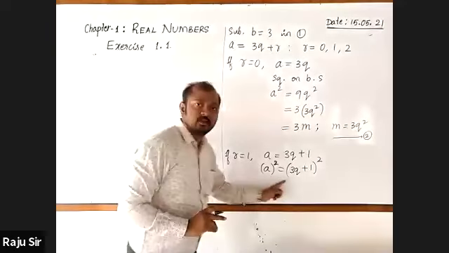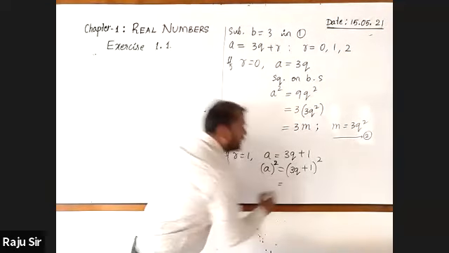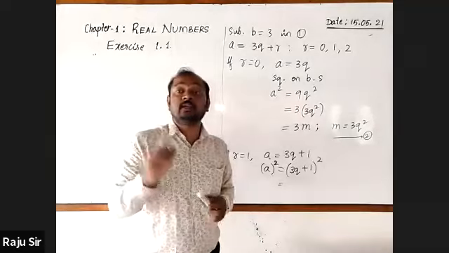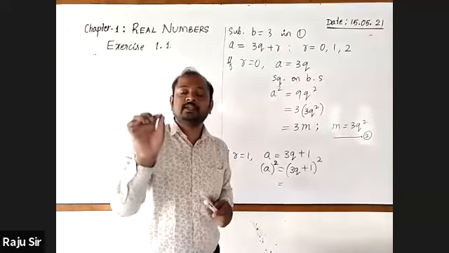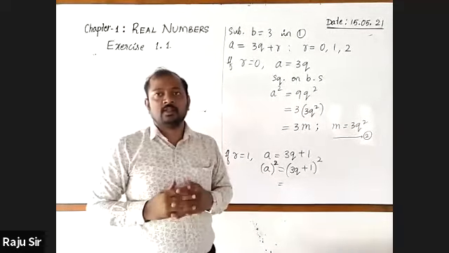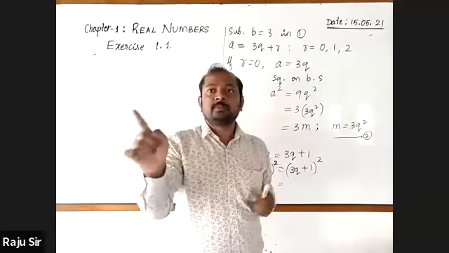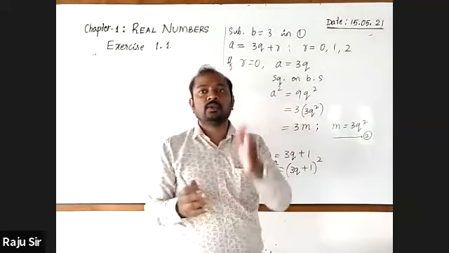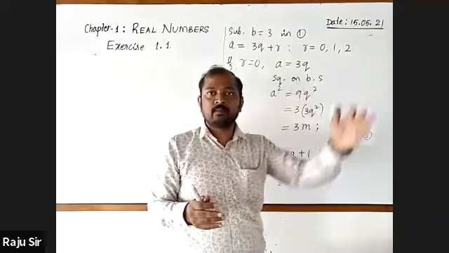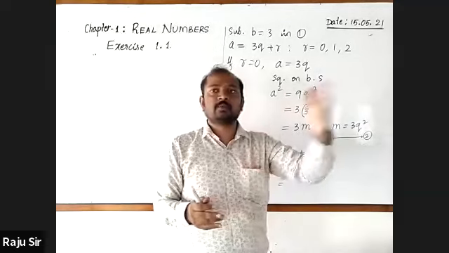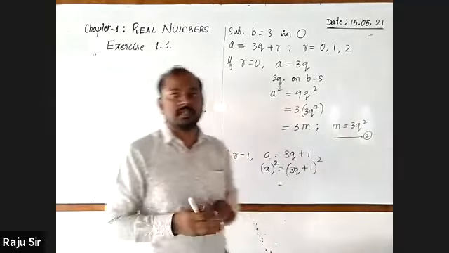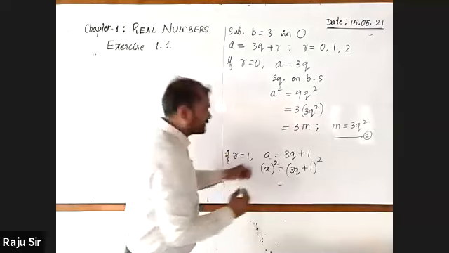As it is binomial, I'll apply the a plus b whole square identity. A plus b whole square is a square plus b square plus 2ab, or a square plus 2ab plus b square. Both are the same. It is not a formula, it is an algebraic identity. Listen to me. I'm going to apply the same.